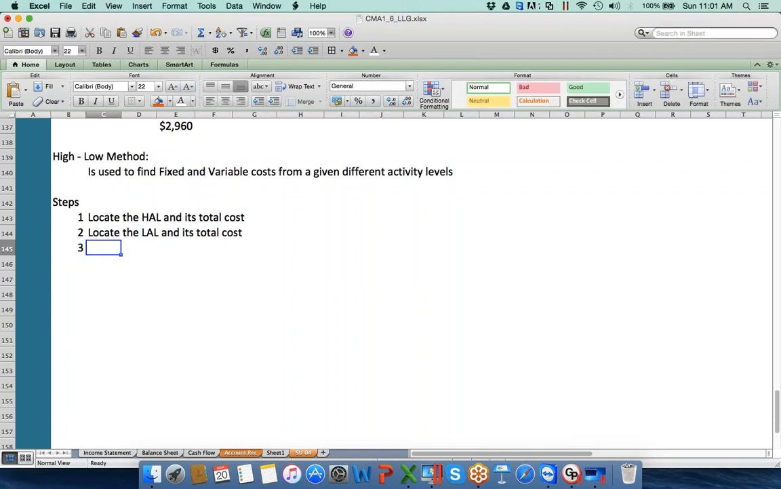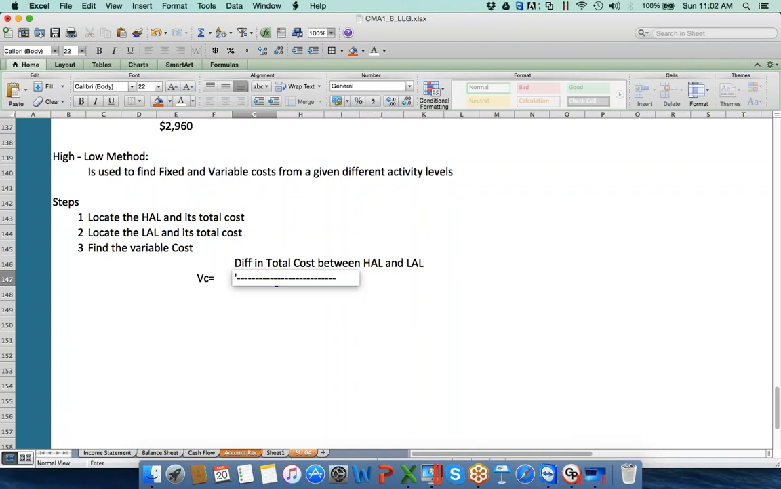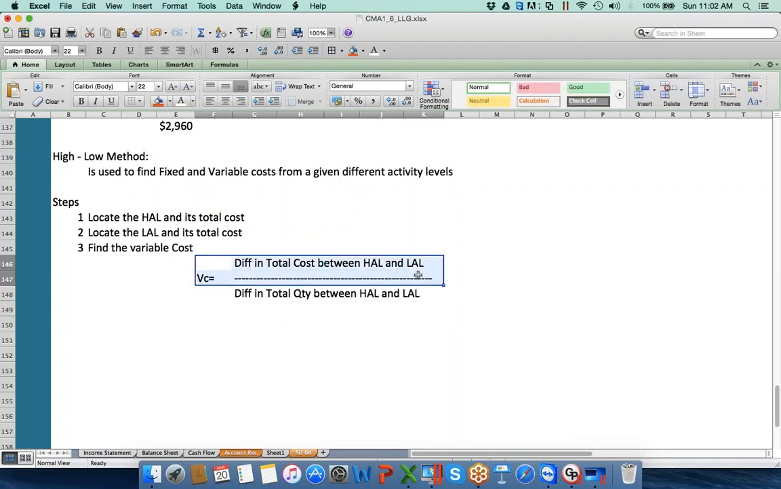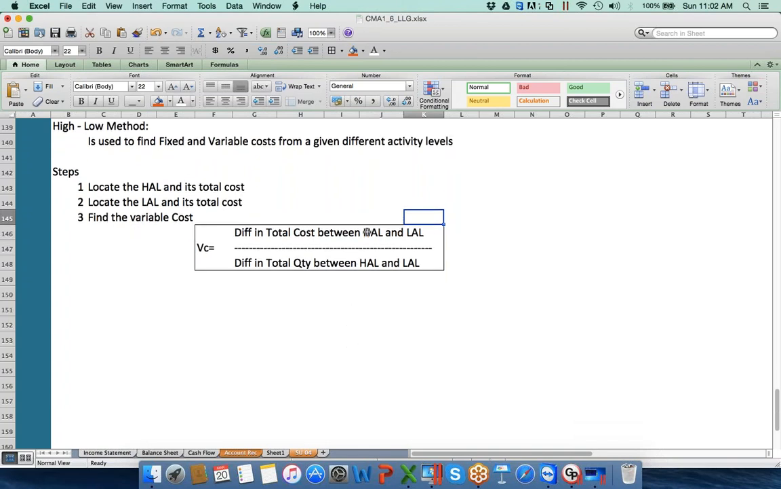Step three, find the variable cost. Use the formula: variable cost equals the difference in total cost between the highest activity level and the lowest activity level, divided by the difference in total quantity between the highest activity level and the lowest activity level. This will give you the variable cost per unit.